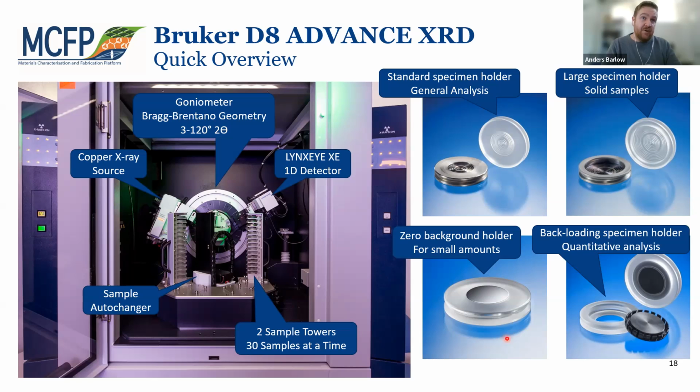We also have zero background holders for very small amounts of material. So if you have milligrams of material to work with, that's what these holders are for. So we make a small smear in the middle here and then run them on the zero background holders. And then we have backloading specimen holders as well for doing some quantitative analysis. So another piece of flexible sample mounting there as well.